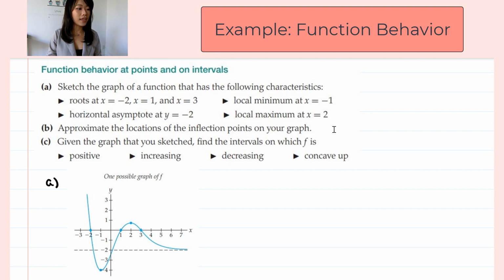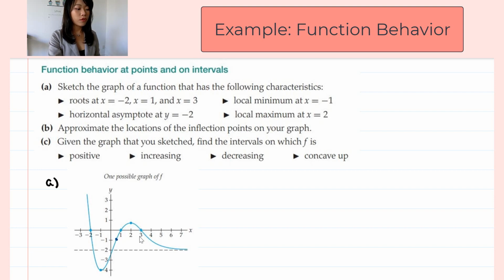And in part B, let's approximate the locations of the inflection points on the graph. Remember that an inflection point is the point where the concavity changes. If I move from the left, my function decreases until the local minimum, then it increases. Over this interval, my function is concave up. Then around this point, my function increases until the local maximum. Then it decreases again. So over this interval, the function is concave down. So my inflection point will be around here.